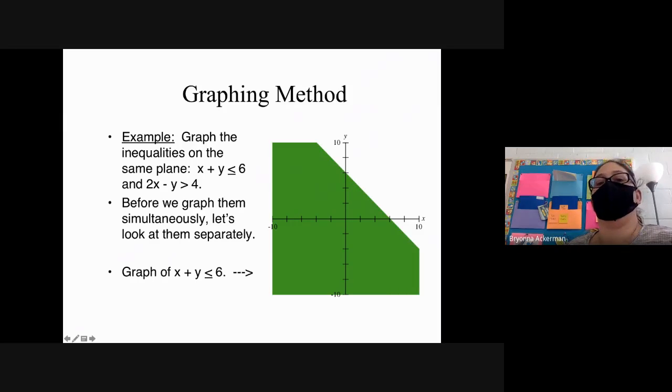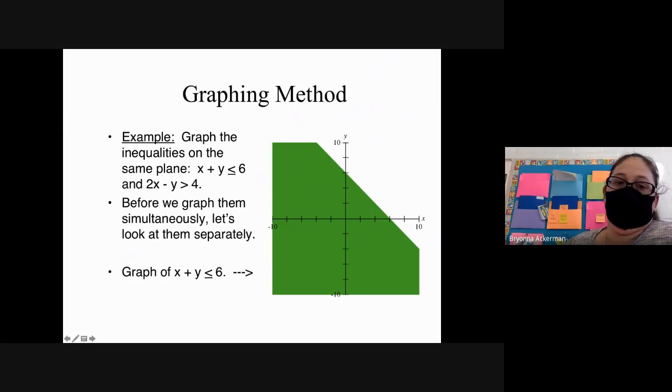So you would know that you shade down here, right? If it was false, like if it was the other way around, let's say it said 6 is less than 0, you would know that 0, 0 wasn't an answer and you'd have to shade up here, okay? So the testing point helps a lot.